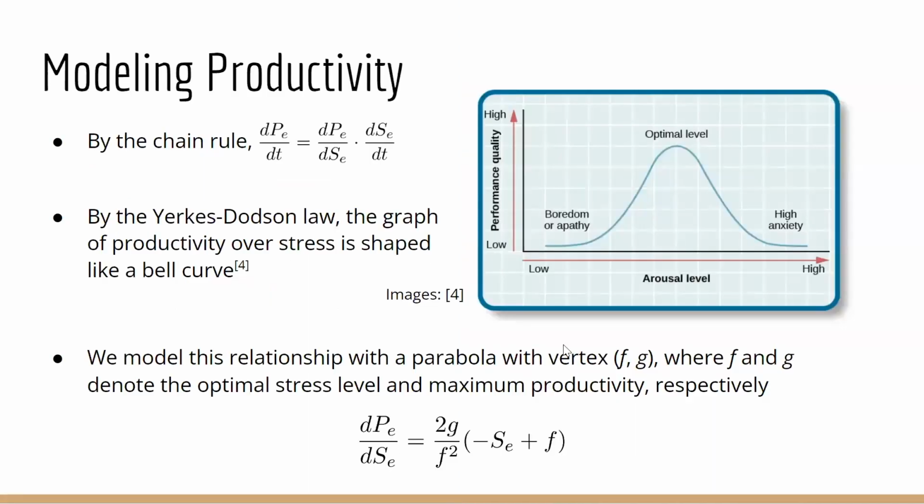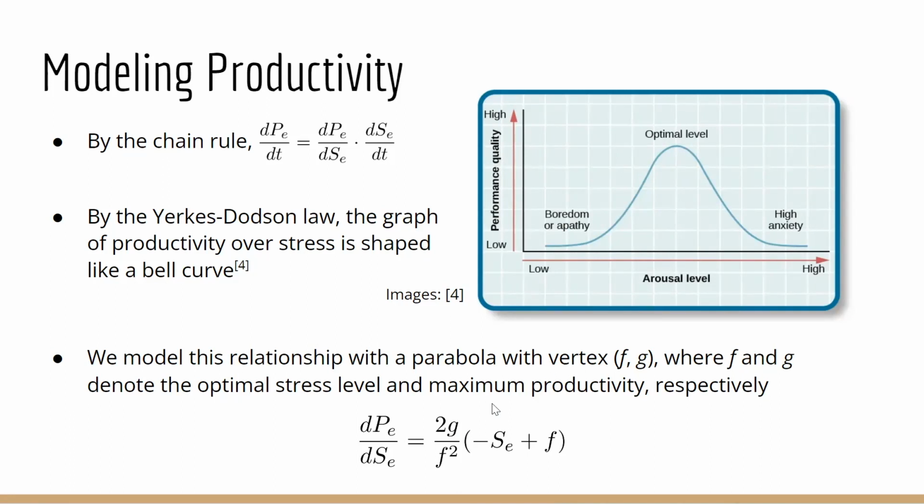All right, so for modeling productivity, we consider the Yerkes-Dodson law, which states that the graph of productivity over stress is like a bell curve. And instead of using a normal distribution for this, we used a parabola because it's simpler and simplifies our model slightly. So for a parabola with vertex F and G, where F and G are the optimal stress level and maximum productivity respectively, we get that the rate of productivity over change in stress is given by the following equation, which is just a parabola.